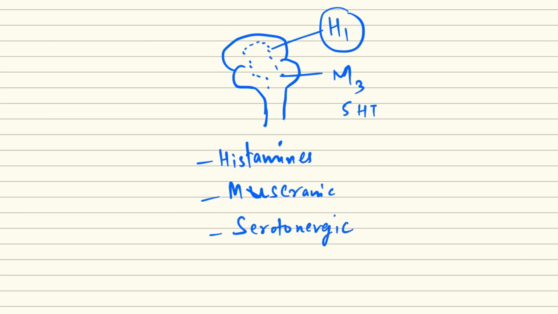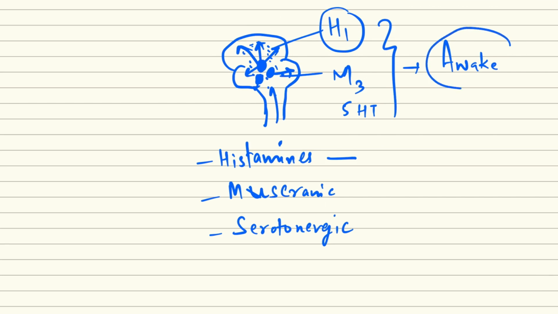Whenever histamine enters the central nervous system, it activates the central nervous system by producing excitatory impulses through the activation of the histaminic receptors, the muscarinic receptors and the serotonergic receptors. They send the excitatory impulses throughout the central nervous system, and this mechanism keeps the patient awake. This awakeness is because of the activation of these receptors by histamine, the muscarinic receptors and the serotonergic receptors.